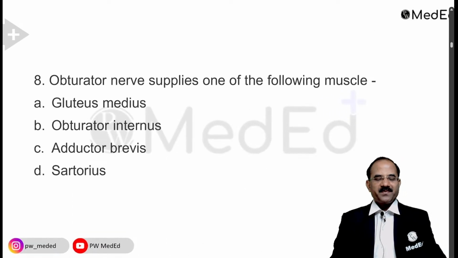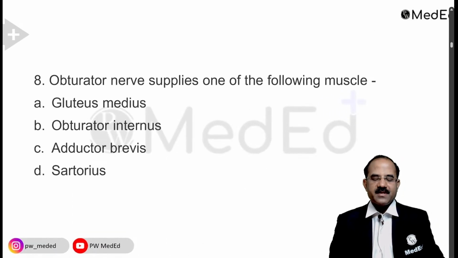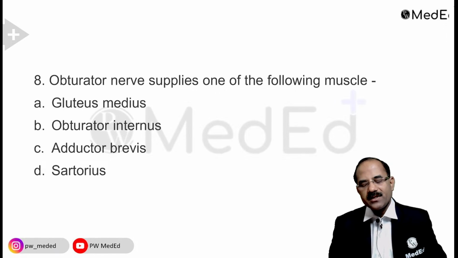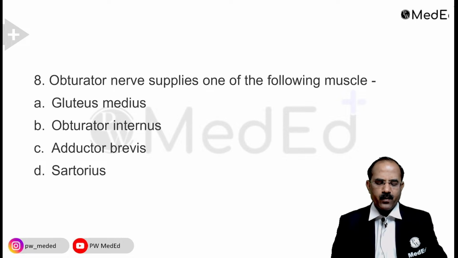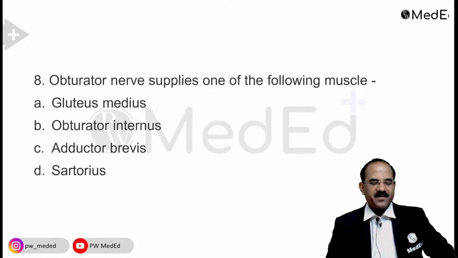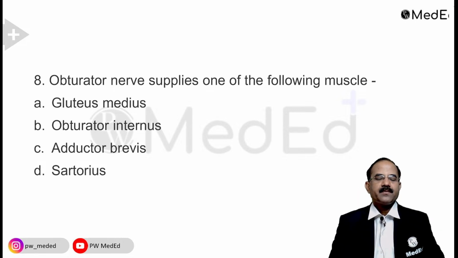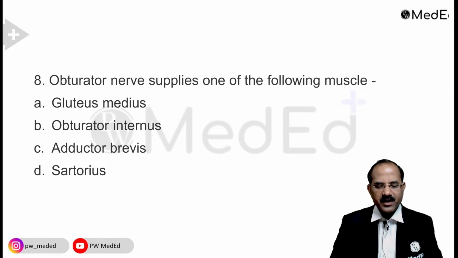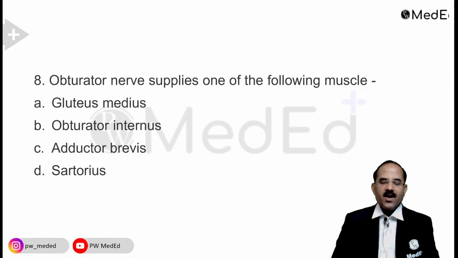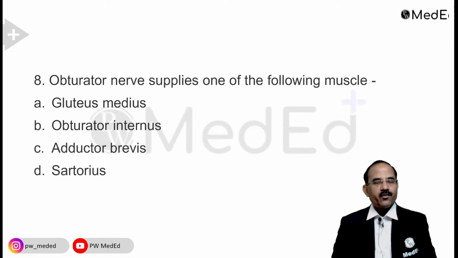Children, come on. Answer this. Obturator nerve supplies one of the following muscles. Yes, answer this. Yes, very good. You're answering very well. Come on, children, come on. You're doing very good. Answer. Obturator nerve supplies one of the following muscles.